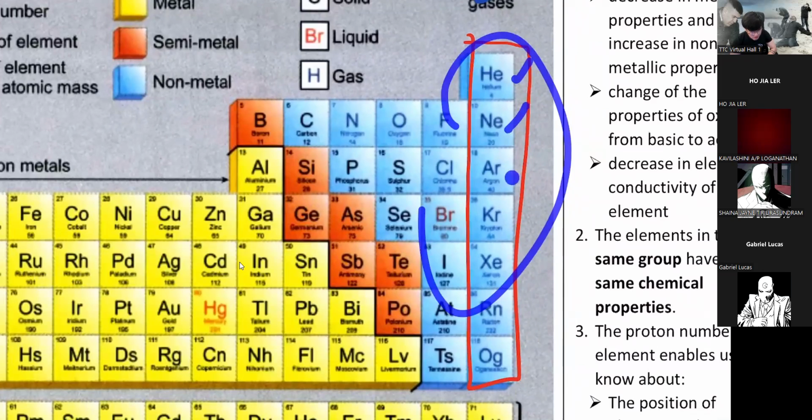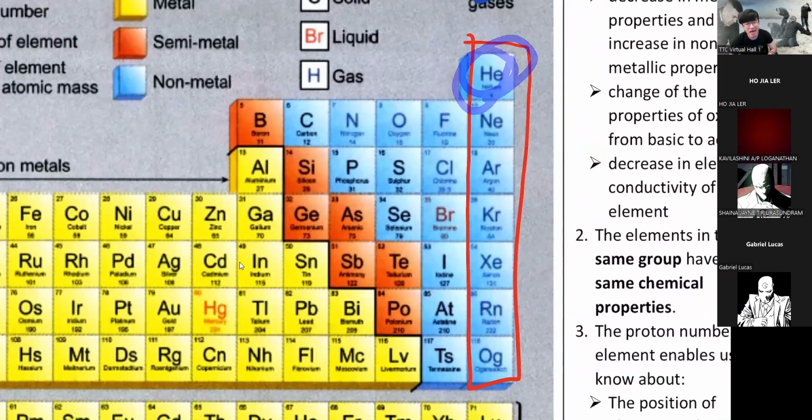Helium, neon, argon, krypton, xenon. I'm sure you know what helium is. We use helium in balloons, the floaty balloon. Why helium? Because that's the safest gas you can use. Helium will not explode, will not catch fire, will not do anything. Helium is the most boring gas ever. They just sit down and chill.